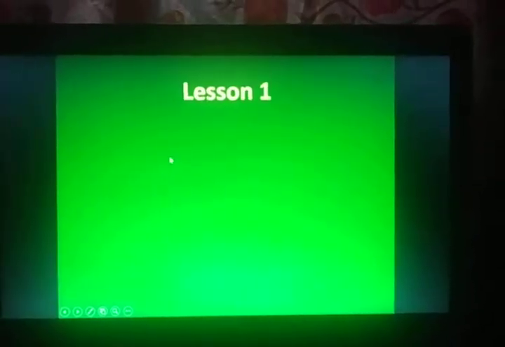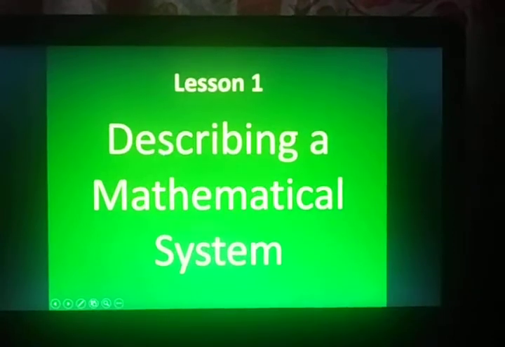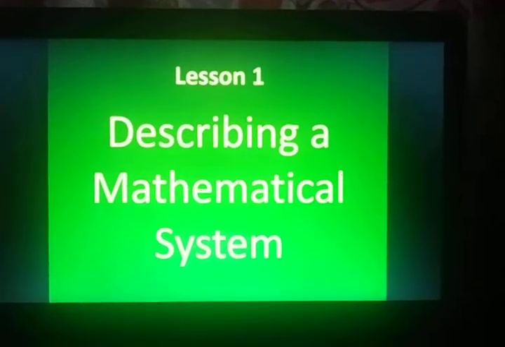Good morning, everyone. We are starting our lesson for the third quarter, and this is our first lesson. Lesson 1, entitled Describing a Mathematical System. Okay, let's go directly to the definition.